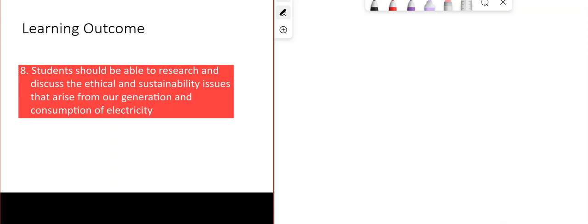So the learning outcome that we are aiming at in this lesson is students should be able to research and discuss the ethical and sustainability issues that arise from our generation and consumption of electricity. So that's what we're focusing on in this lesson.